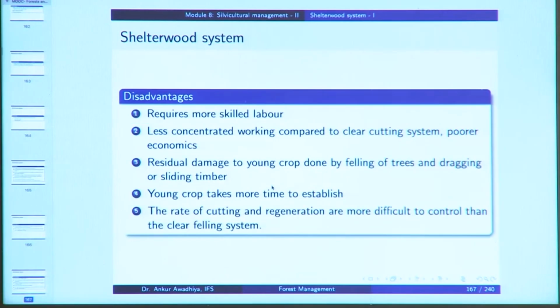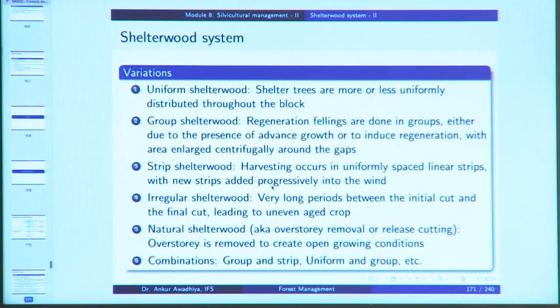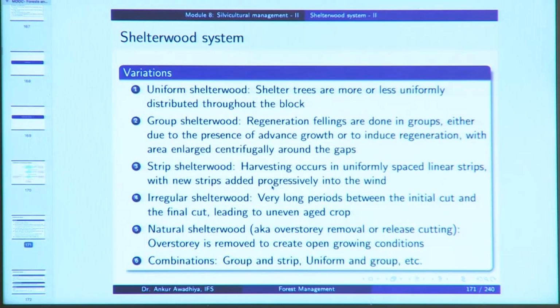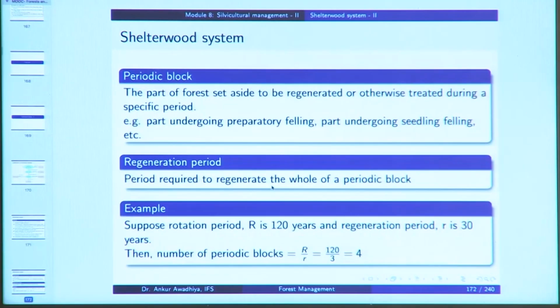Disadvantages: you require more labor, there is more amount of skill that needs to be imparted, there is lesser concentration of working, residual damage, young crop takes more time to establish, and the rate of cutting and regeneration is more difficult to control. Next, we looked at the other variations. So, you have uniform, group, strip, irregular, natural shelter wood, and combinations of these different shelter wood systems.